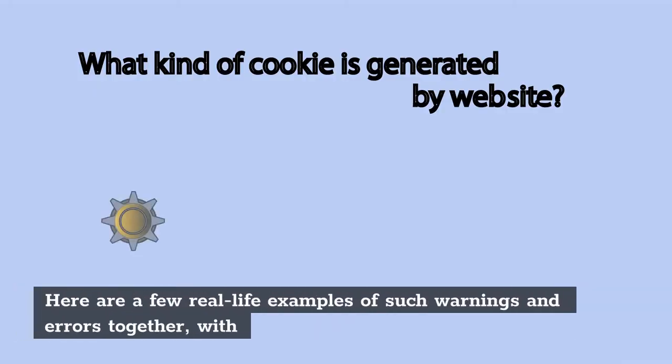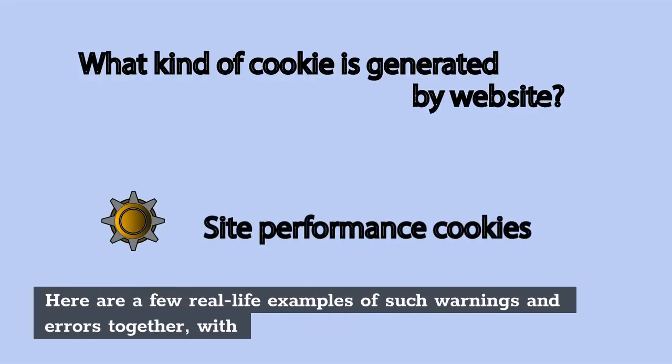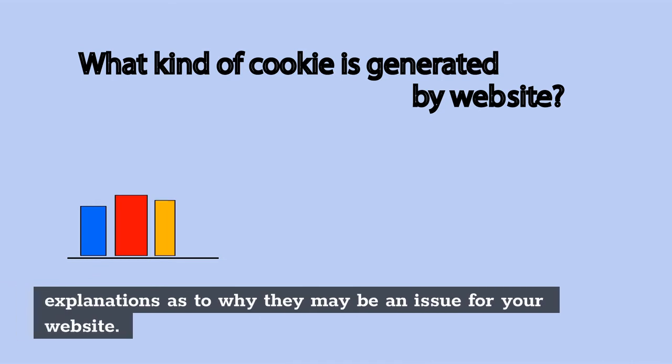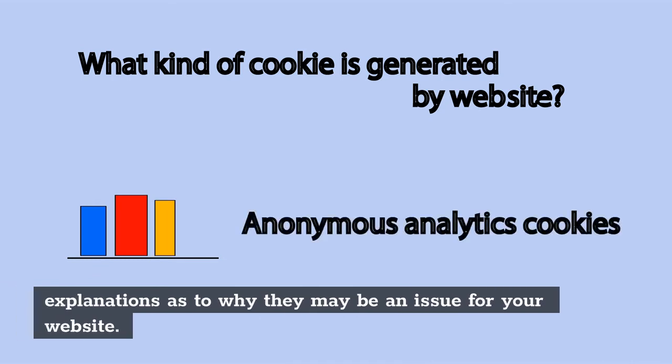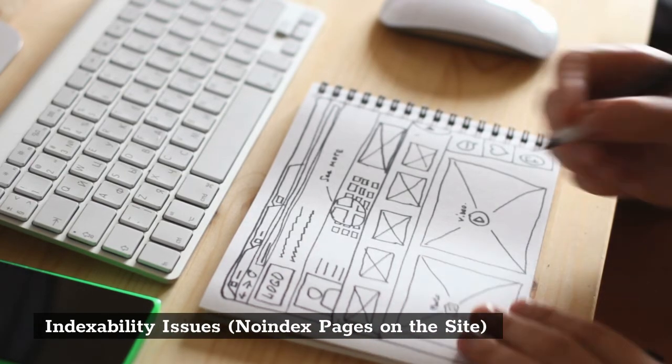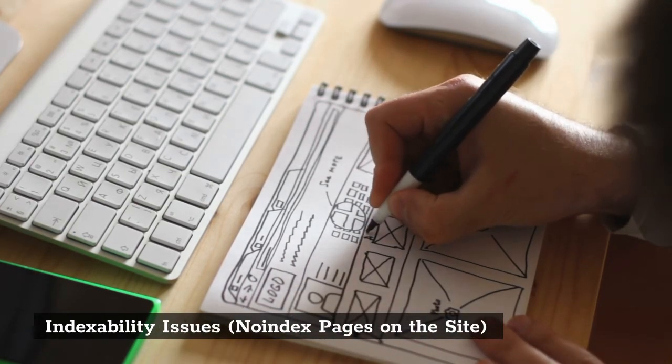Here are a few real-life examples of such warnings and errors, together with explanations as to why they may or may not be an issue for your website. 1. Indexability issues, noindex pages on the site.